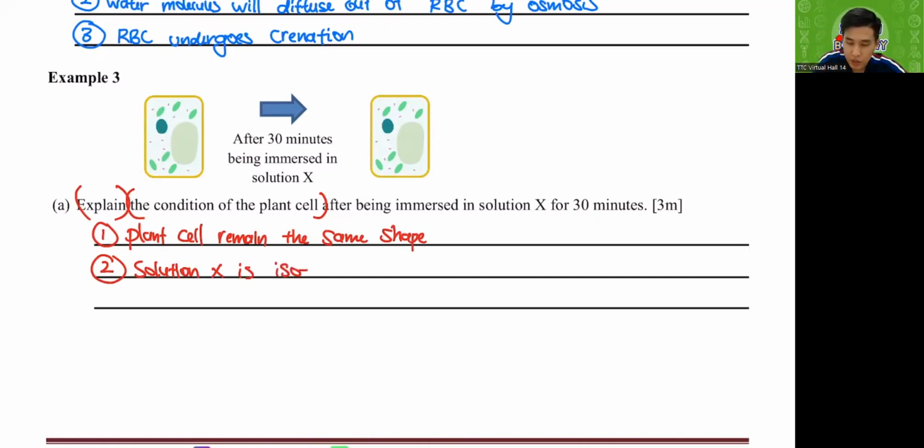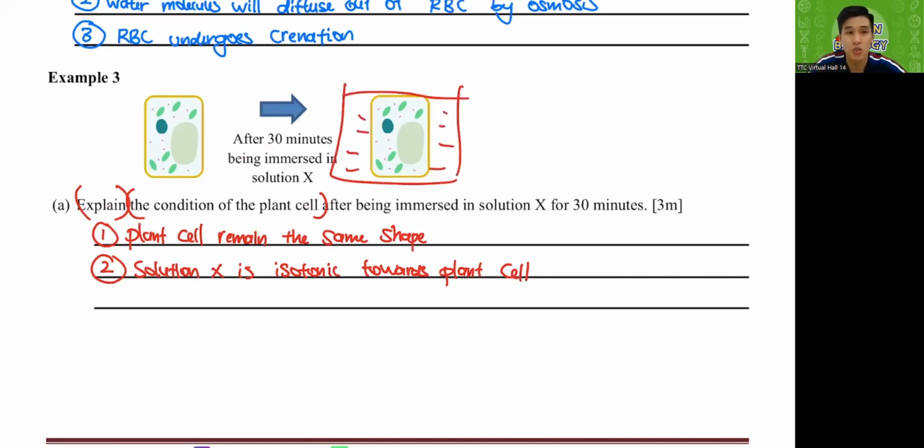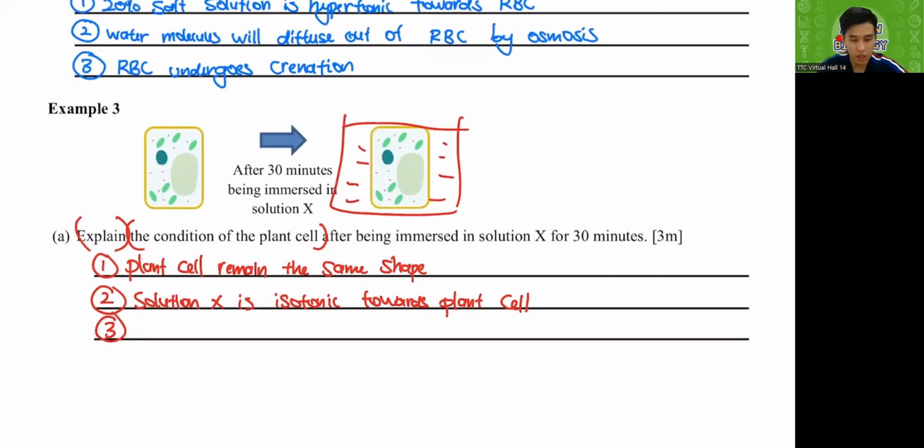Isotonic towards plant cell. So see, always take outside compared to inside the cell. So you can even draw this yourself. So actually they put it inside a solution. So the solution is actually iso. Then we talk about the water.